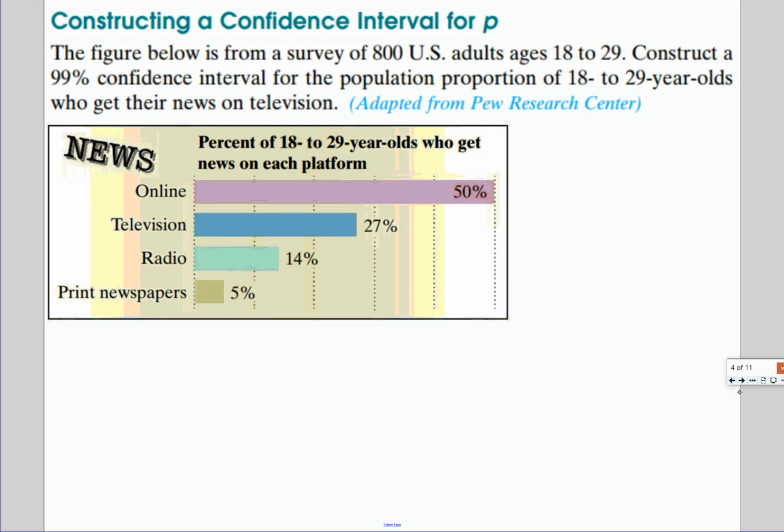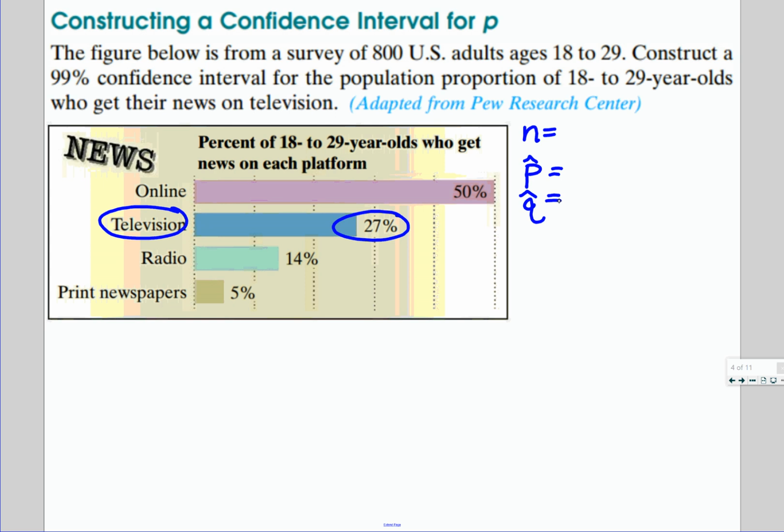All right, so the figure below is from a survey of 800 U.S. adults ages 18 to 29. Construct a 99% confidence interval for the population proportion of 18 to 29-year-olds who got their news on television. Okay, so we are only concerned from this chart with people who got their news from television. First thing I'm going to look at is what's n, p hat, and q hat. And then I'm going to make sure that both of those, when I multiply them together, are greater than or equal to 5, and I can actually do my confidence interval.